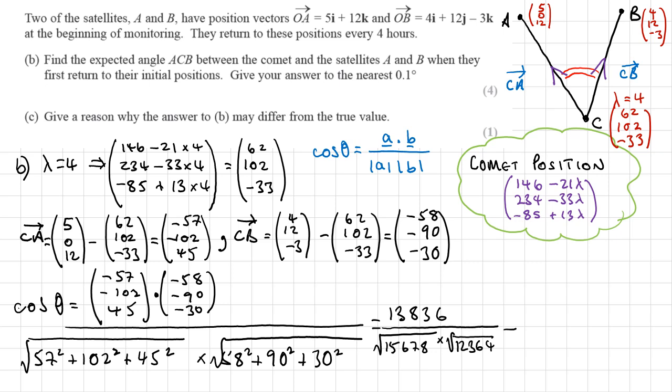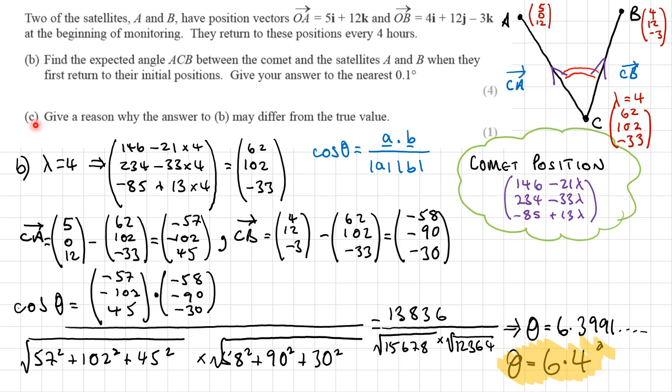Right, so doing the cos inverse of that, I'll get theta is equal to 6.3991 and so on. It does say give the answer to the nearest tenth of a degree, so I'll have theta is equal to 6.4 degrees.